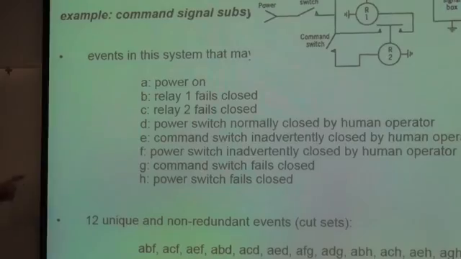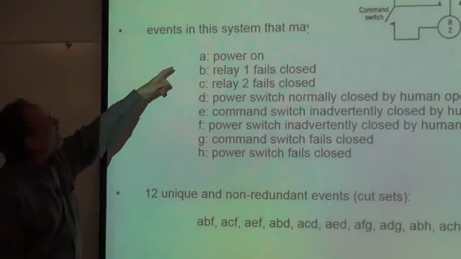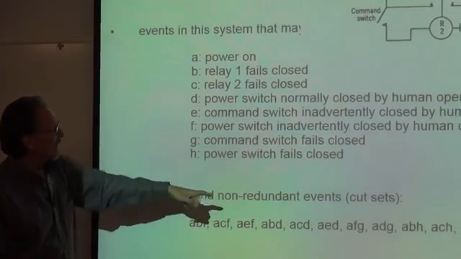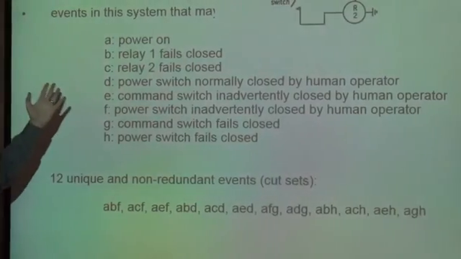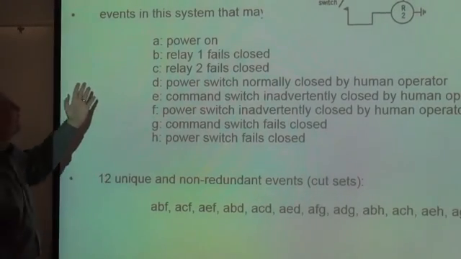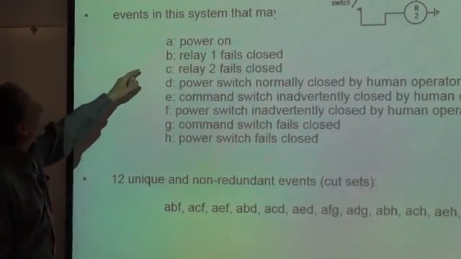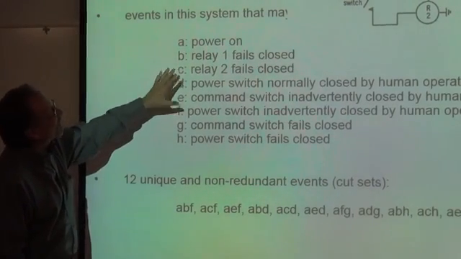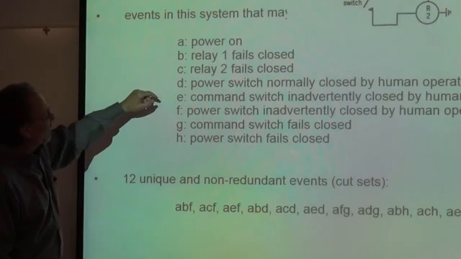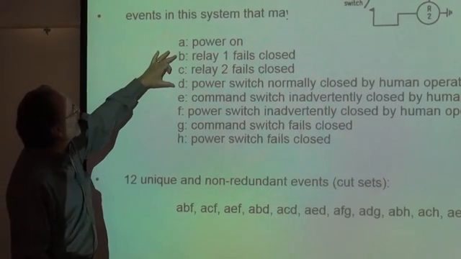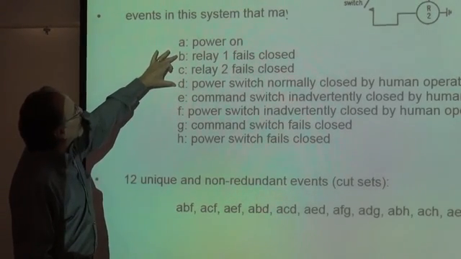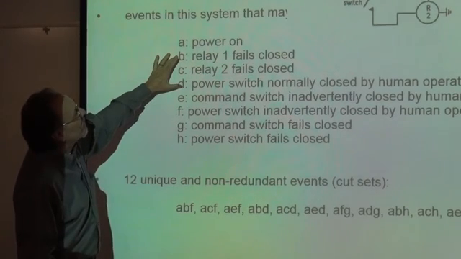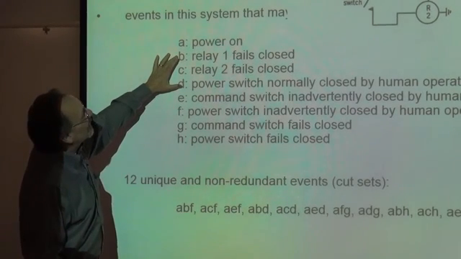And then another set is A, C, and F. All of these, notice, have A. So we'll just forget about that. It has to have power to the circuit, that's obvious. But let's look at C. Relay 2 fails closed, and the power switch is inadvertently closed by the human operator. B and D is relay 1 fails closed, and the power switch is normally closed by a human operator.